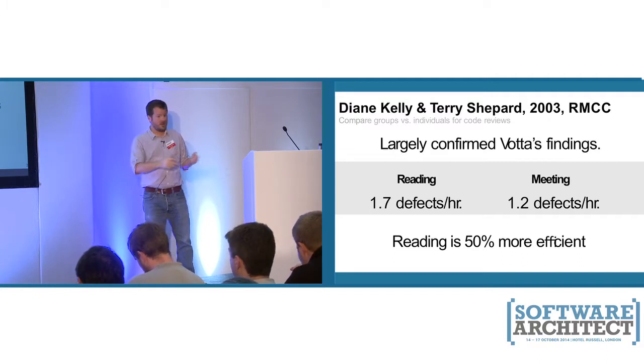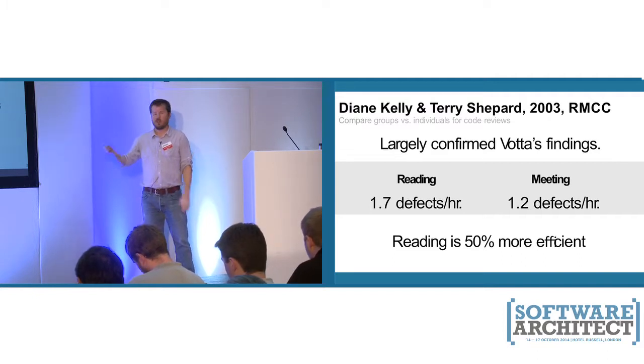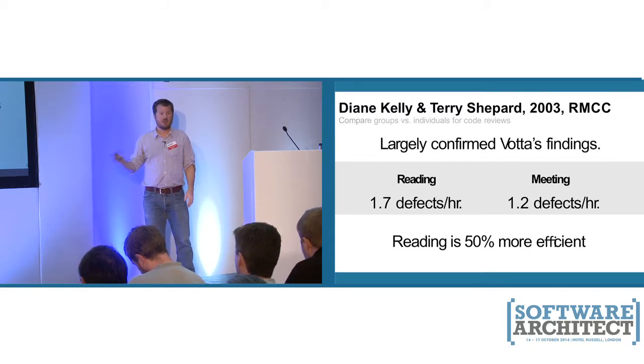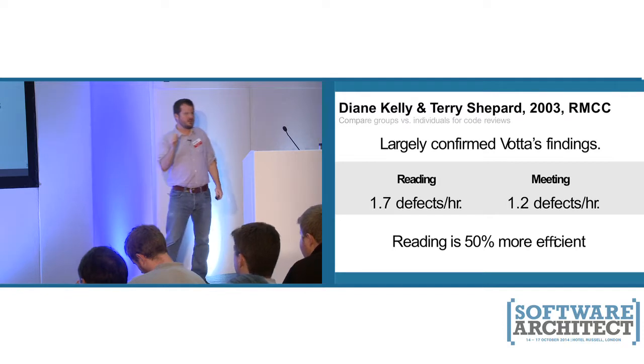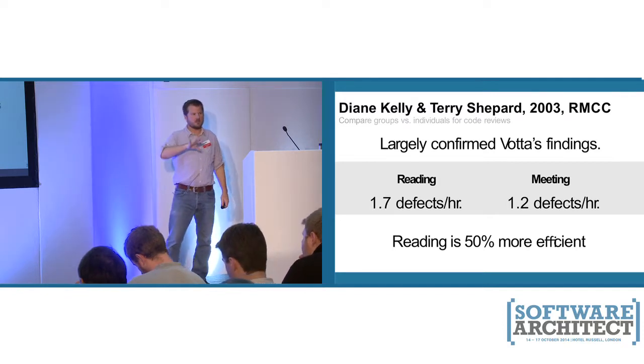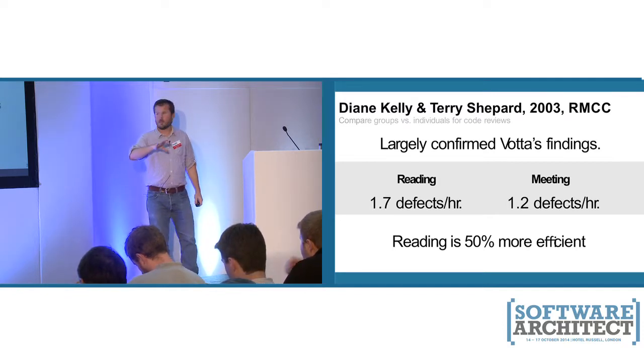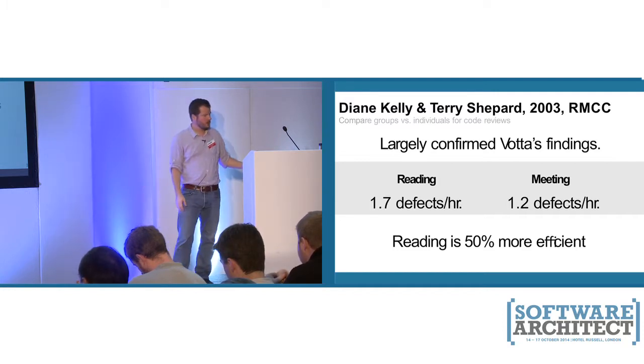So they had to do some preparation. Everybody coming to the meeting had to do preparation. So they found almost everything they were going to find ahead of time, and only 4% of defects were found in meetings. So this gives you a sense of the economic balance of meetings versus individual review. Reading, they call it, I think, is the term of art.